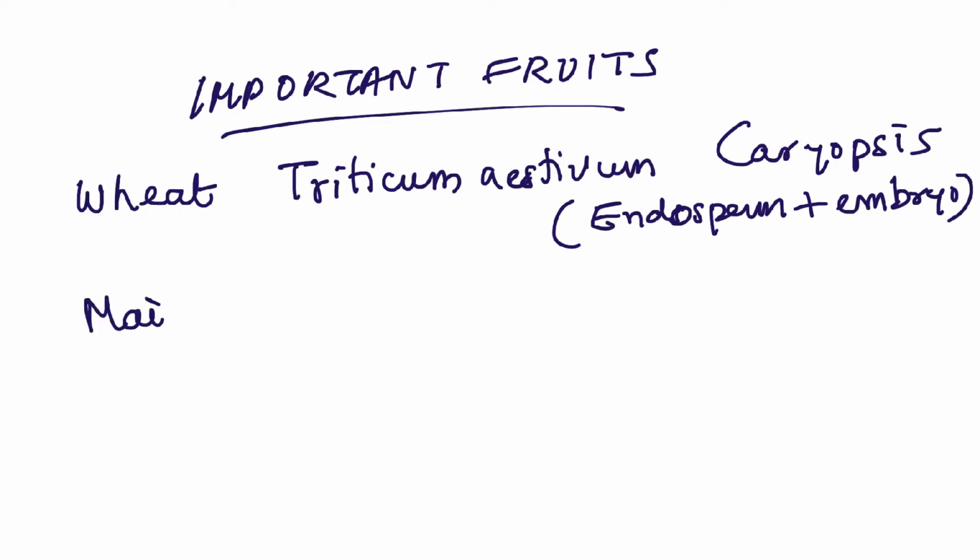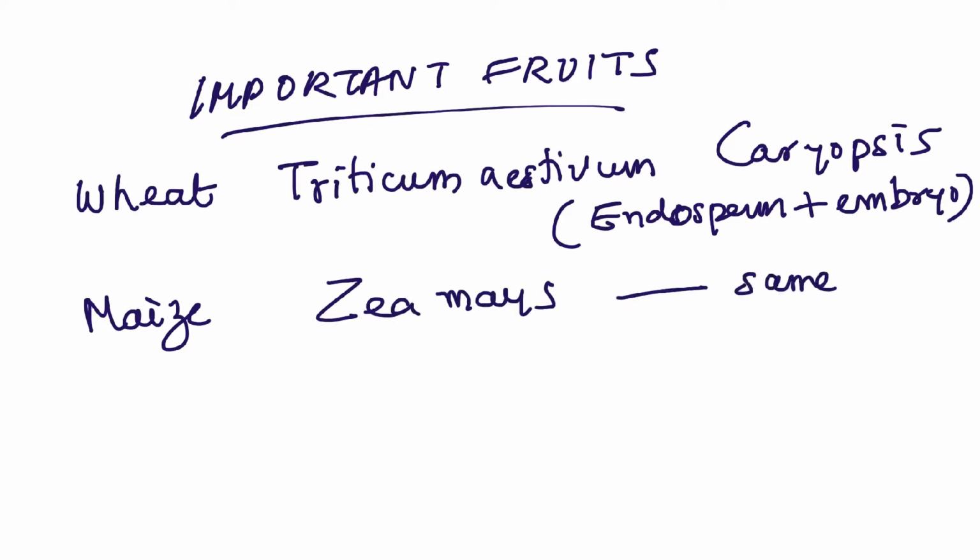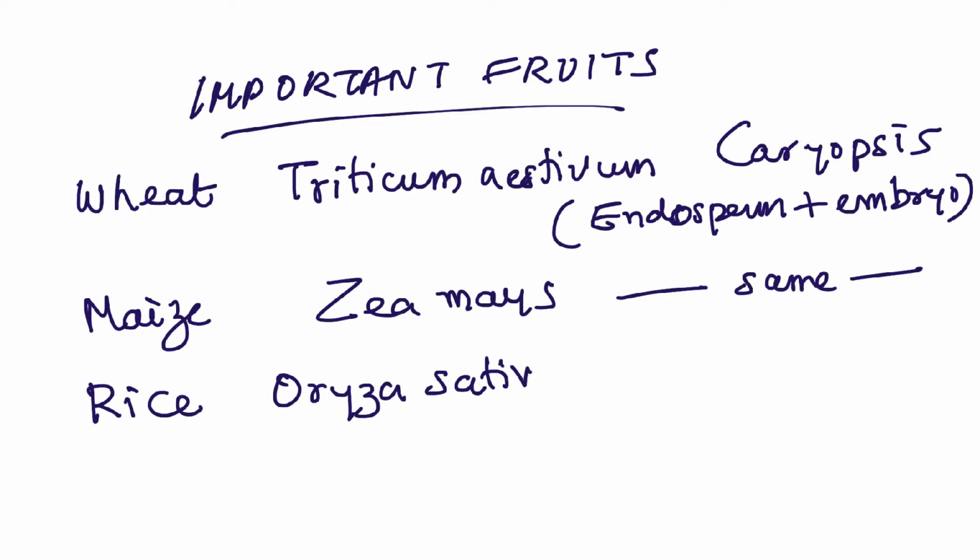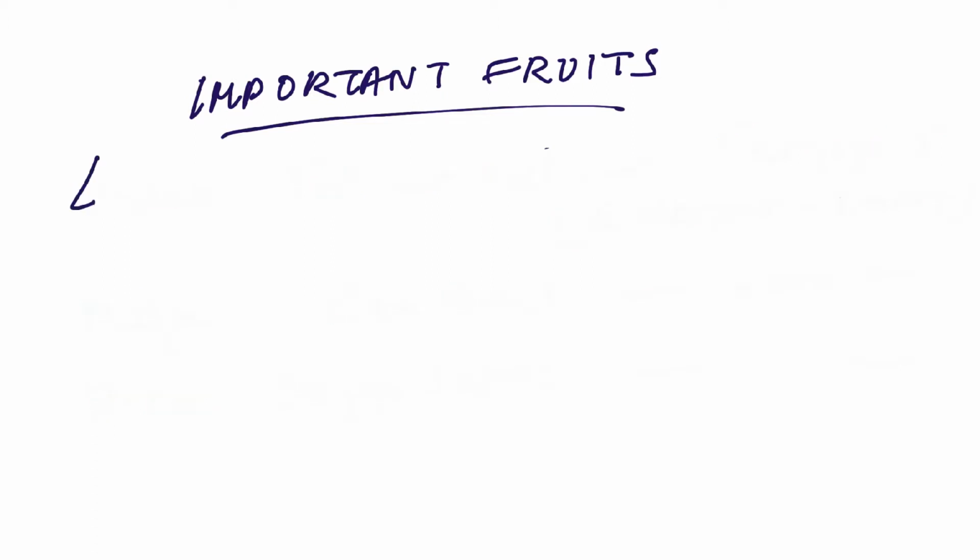embryo. Going on, we have maize, that is Zea mays. Once again, here also the fruit is caryopsis, and the edible part is endosperm and embryo. Rice, of course, one of the staple diets, Oryza sativa. Here also it's caryopsis and endosperm plus embryo are the edible part. Note that wheat, maize, and rice belong to cereals.